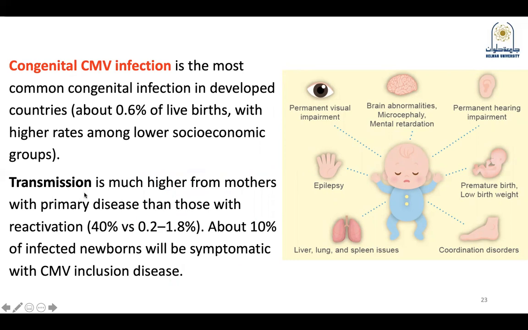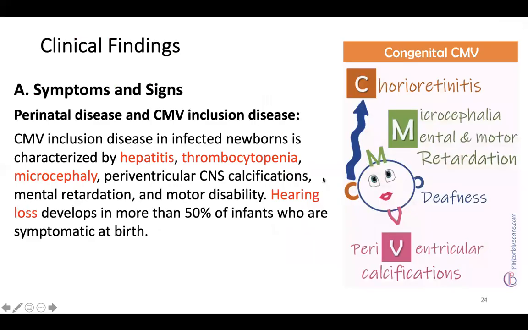The transmission is much higher from the mother with primary disease than those with reactivation. The incidence in the mother with a primary disease is 40% that her child will get the cytomegalovirus infection, and this percentage is reduced to 1% or 2% in case of reactivation during her pregnancy. About 10% of the infected newborns will be symptomatic with cytomegalovirus inclusion bodies. We will see how the virus affects this baby in the next slide.